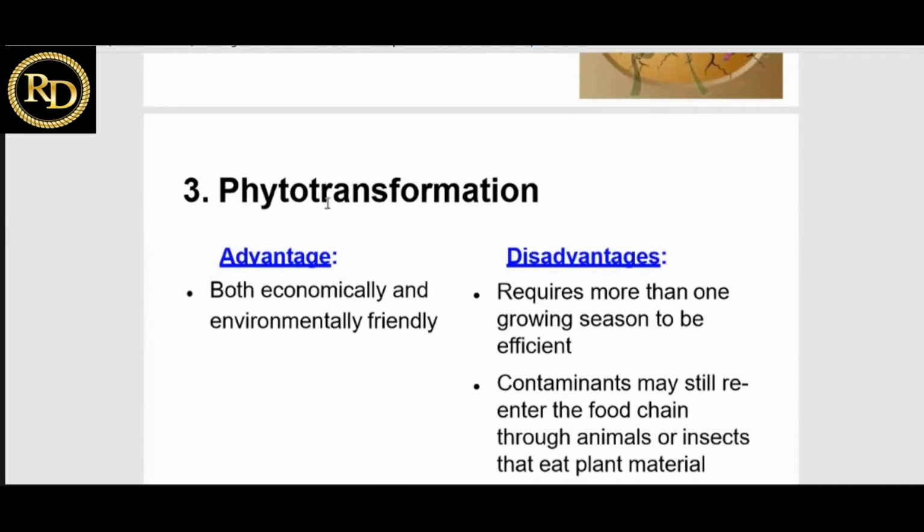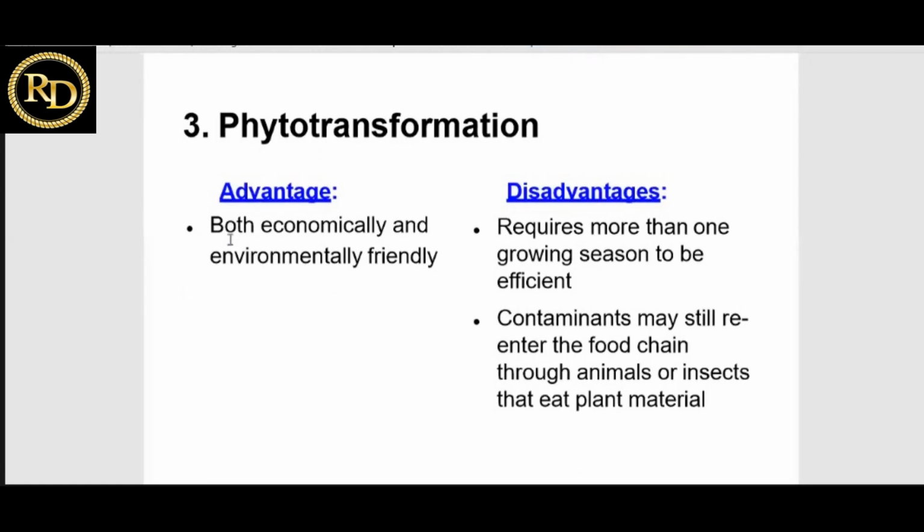Now, we have advantages and disadvantages of phytotransformation. In the case of advantages, it is very economical, and the major advantage is that it is mostly eco-friendly. And if I'm talking about the disadvantages, it requires more than one growing season to be efficient. We need at least 2, 3, or 4 seasons so that we can efficiently remove that particular organic contaminant. So this is one of the disadvantages. Suppose we have a limitation of time, then we have to avoid the phytotransformation strategy for the concerned contaminants.